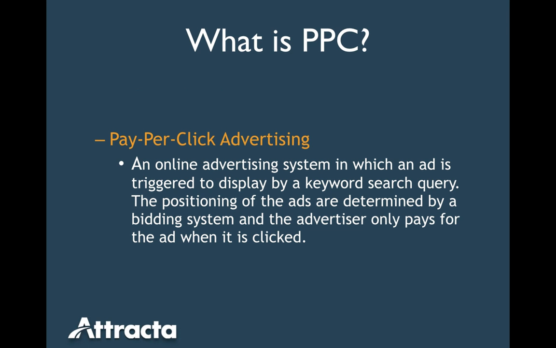So what is pay-per-click? It's an online advertising system in which an ad is triggered to display by a keyword search query. The positioning of the ads is determined by a bidding system, and the advertiser only pays when the ad is clicked. So it's an auction-based system where the display of the ads is determined by the industry, the competition, quality score, and then the maximum bid or cost per click. In its most simple form, PPC is choosing keywords, writing ads, and setting maximum bids. However, it does get much, much more complicated than that.